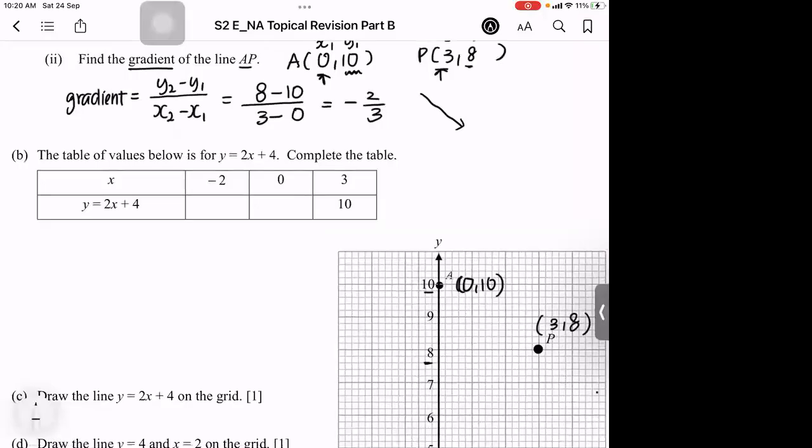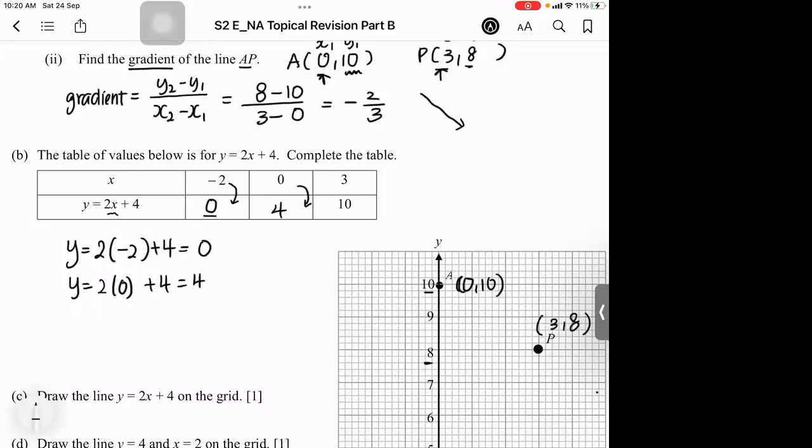Okay, so what do we need to do? When I want to find the value for y, my x is the number negative 2. So y equals 2 times negative 2 plus 4, I get the number 0. Next one, y equals 2 times 0 plus 4. The number is 4.